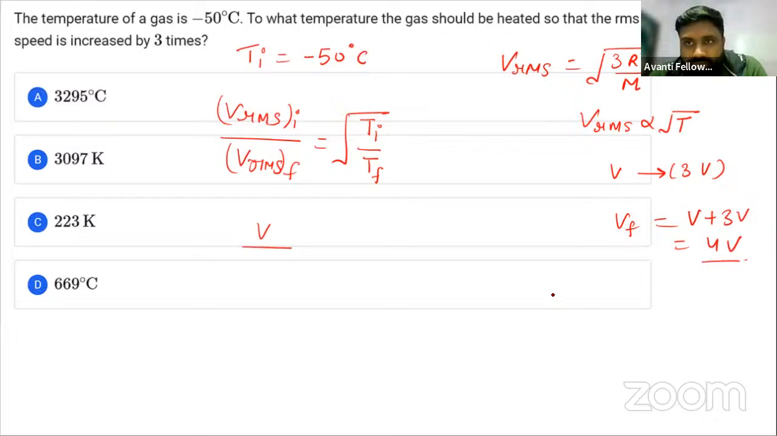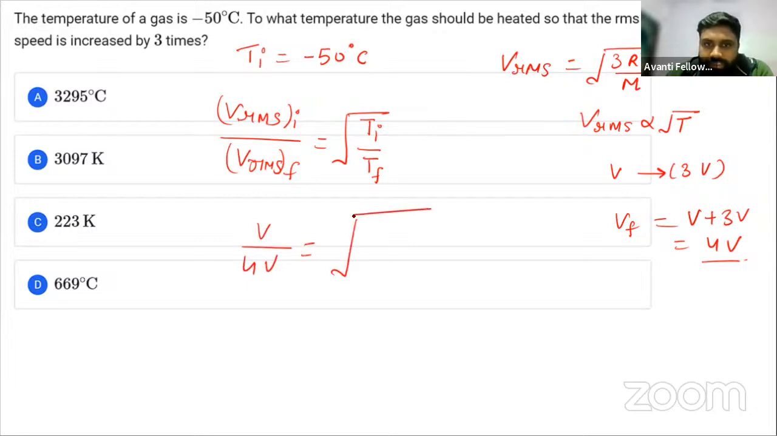So what does a student do here? They will put the 3V here and they will not get the answer. Okay. So do not make this mistake. I have told you again and again to read the question carefully. Okay. The question itself has the answer in it. So the final speed that we have is 4V. This will become 4 times V.